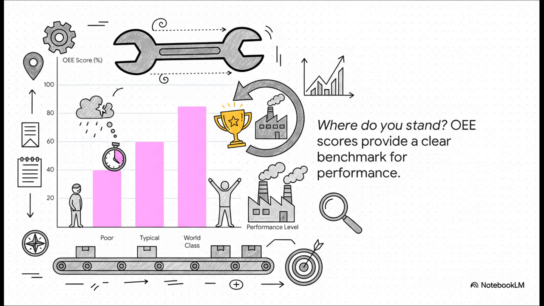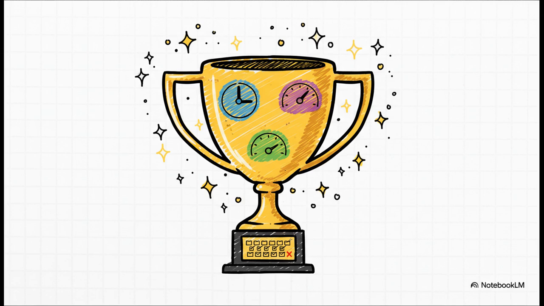Now, a score around 40% is, well, it's poor, but honestly, it's a super common place to start, so don't panic. 60% is pretty typical for most companies, but the gold standard you're shooting for is that world-class score of 85%. And that 85% isn't just some number pulled out of thin air.